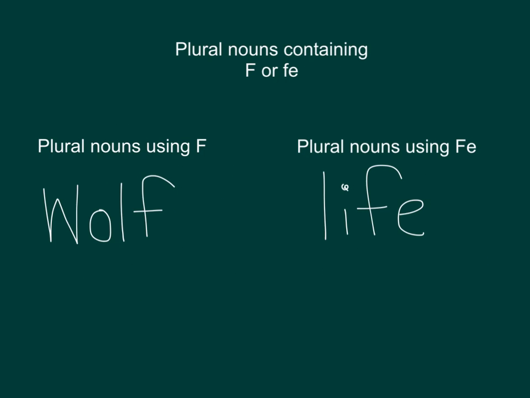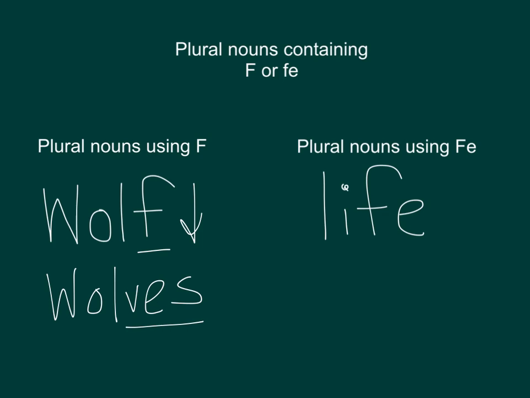We also have a rule for plural nouns containing the letters F or FE. If you look on the left side of the screen, you're going to see the word wolf, which has an F at the end of it. In order to make that mean more than one wolf, 2, 3, 4, 15, doesn't matter, you're going to drop that F and add a VE. So your word becomes wolves, and then of course adding the S to make it plural.